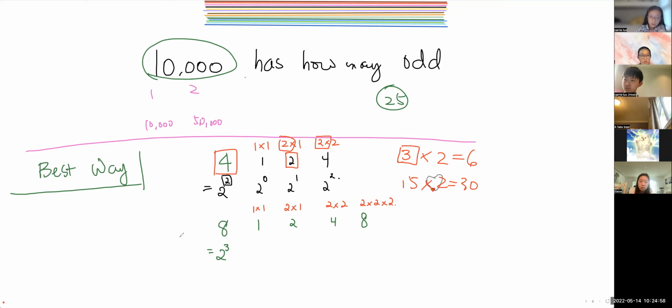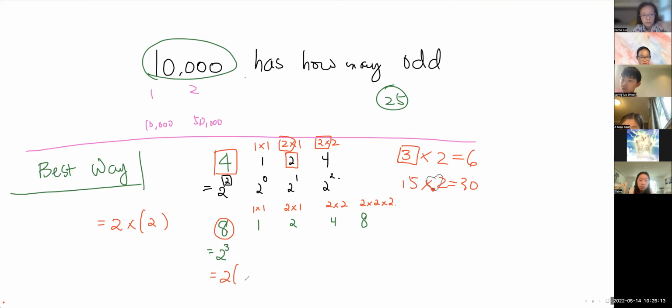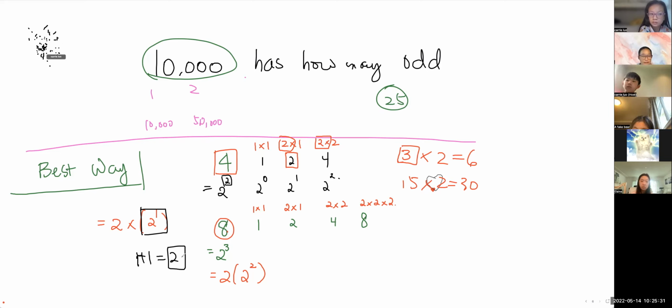Okay, so let's take a look at this one. For instance, I have 4. 4 equals 2 times 2, correct? And 8 equals 2 times 2 squared. Correct, everybody? Do you understand this part? So I'm going to explain it to you. This is 2 to the power 1. So 1 plus 1 equals 2. So that is the number of even factors.